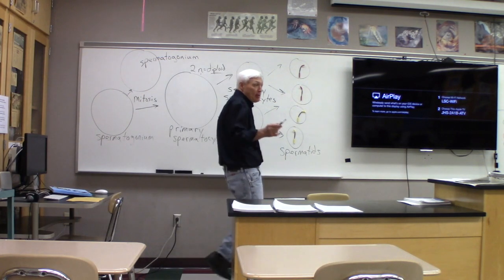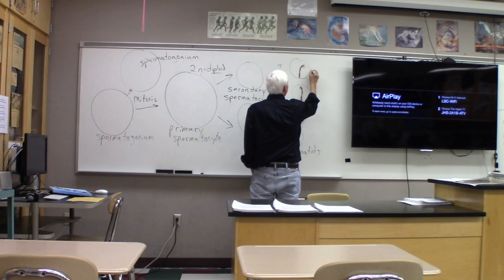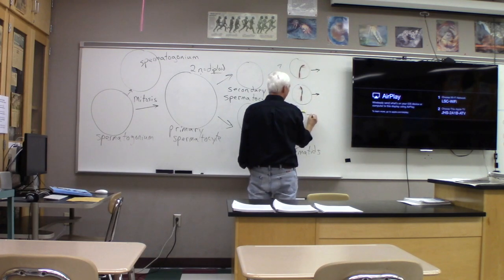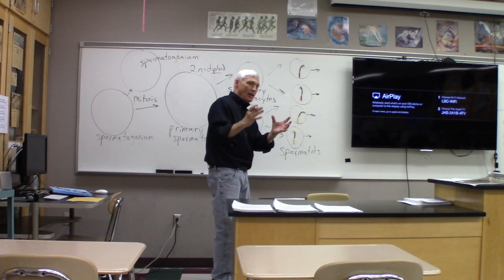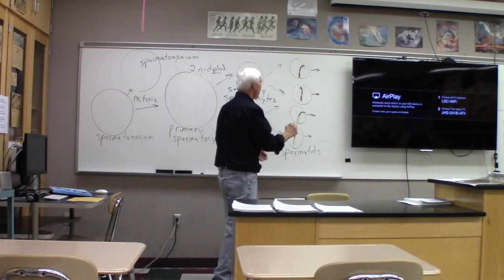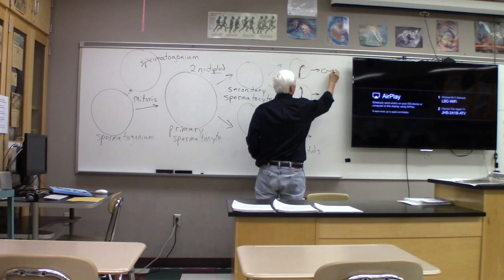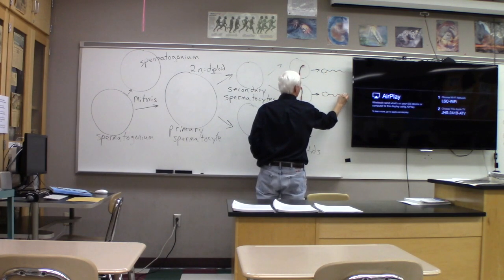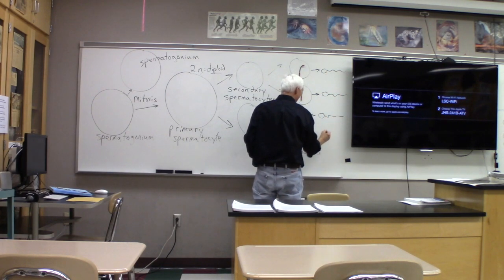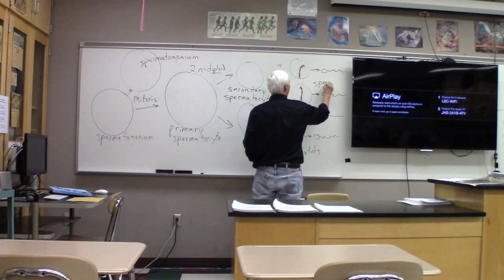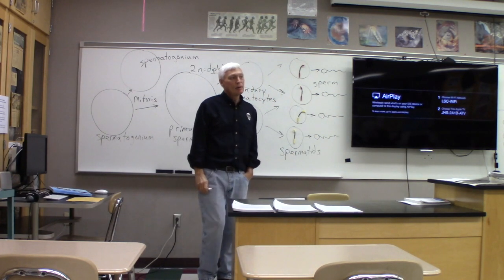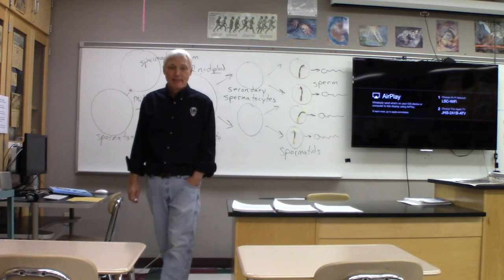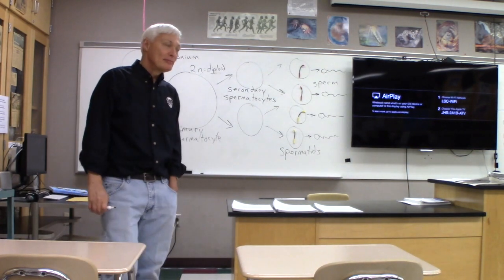Okay, we need to add something to our diagram. These 4 cells now, these 4 spermatids, they're going to shrink down. They're going to grow tails. And then they're going to look kind of like this. They shrink down, they grow tails. Those are called sperm cells. That's how it works. Spermatogenesis.